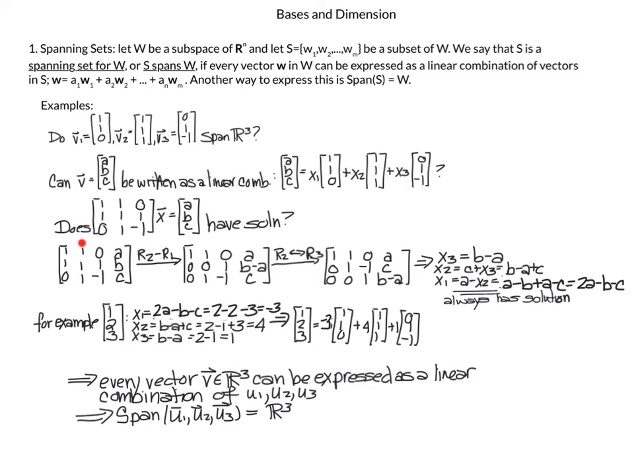So here I have my augmented matrix 1, 1, 0, A. The second row is 1, 1, 1, B. And the last row is 0, 1, negative 1, C. You can see I do these row reductions until I get 1, 1, 0, A. Second row is 0, 1, negative 1, C. And the third row is 0, 0, 1, B minus A.